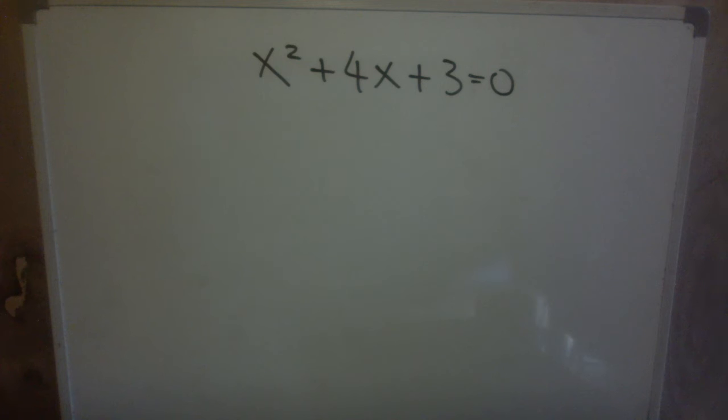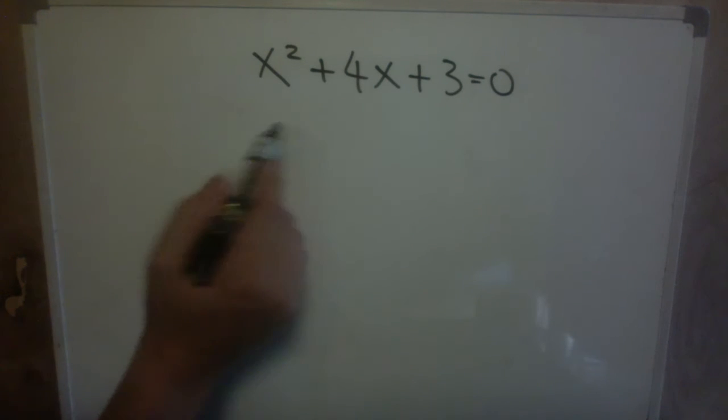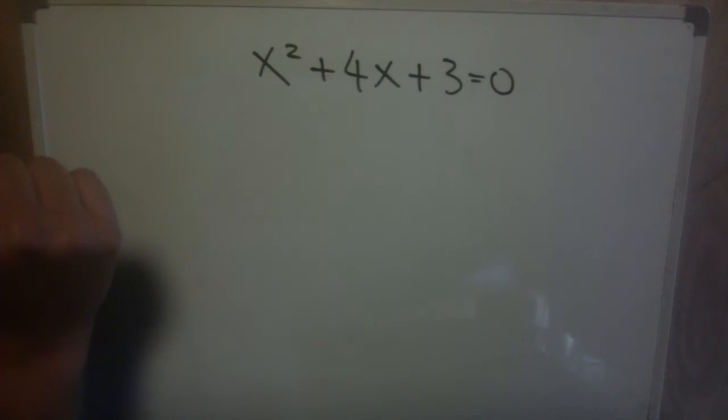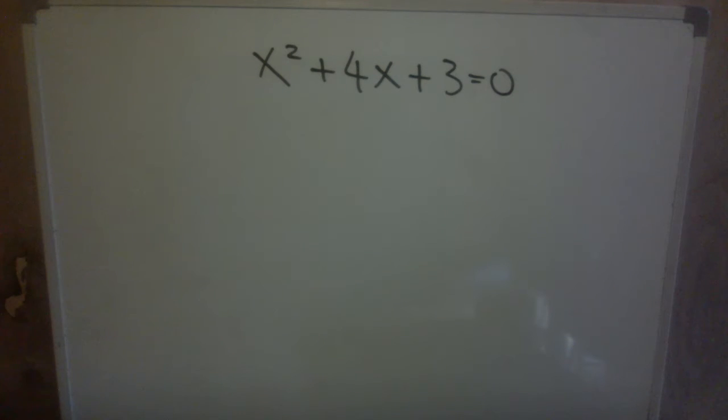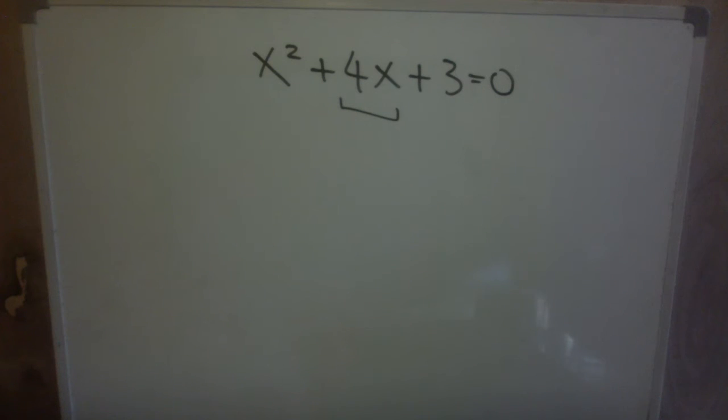So today let's talk about solving a quadratic equation by factoring. When you have a quadratic equation like this one on the board, x squared plus 4x plus 3 equals 0, with an x term, like 4x right here, you can solve a quadratic equation by factoring. So let's do that.